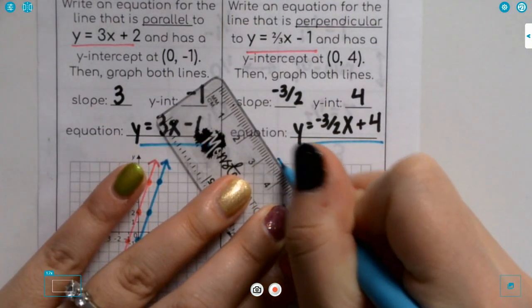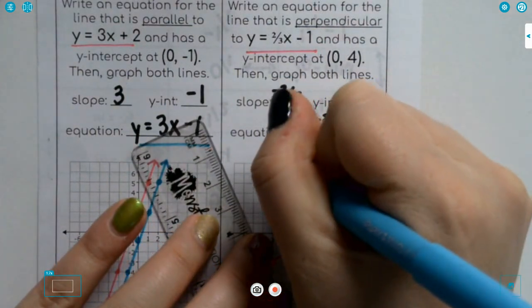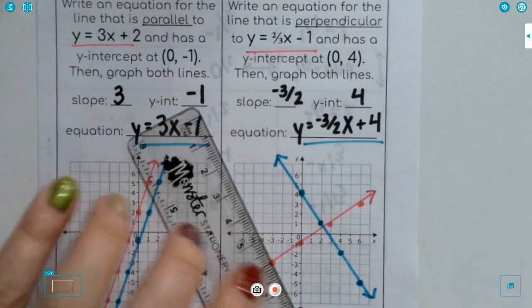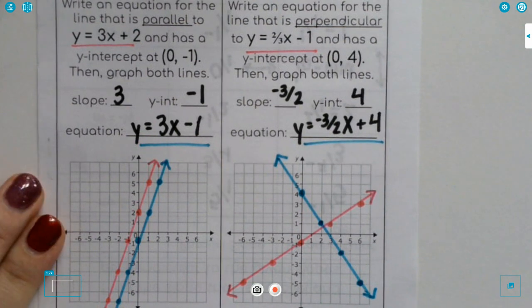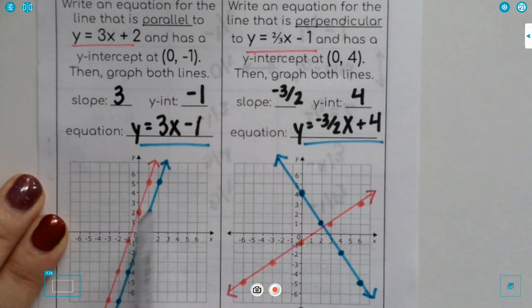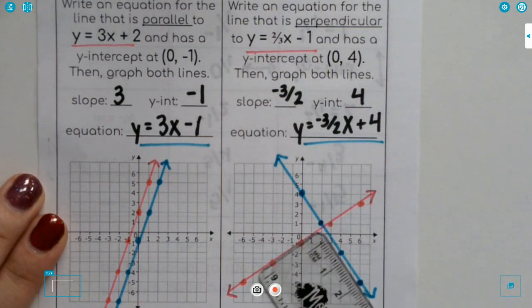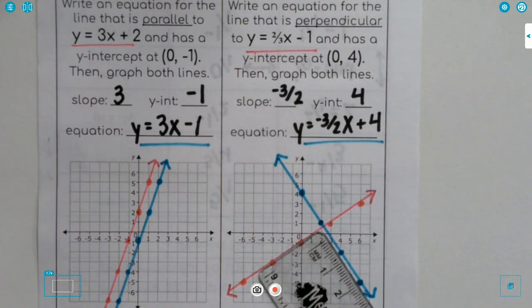Which it looks like they do. The reason why we're having you guys graph these at the end is to check yourself essentially. Because if these two lines never cross, that means we successfully graphed two parallel lines. If these two lines cross at a perfect 90-degree angle, a perfect right corner, then that means we successfully graphed two perpendicular lines. Okay, any questions right now?